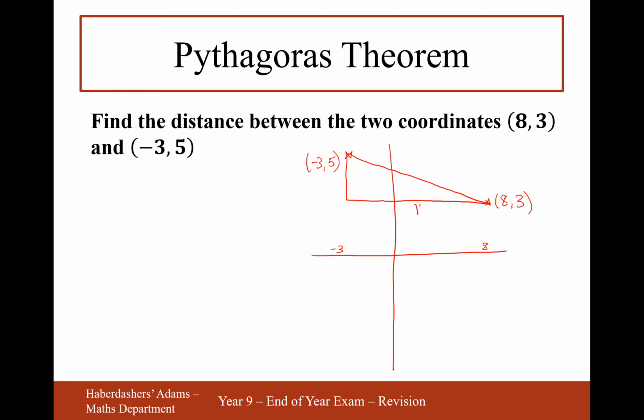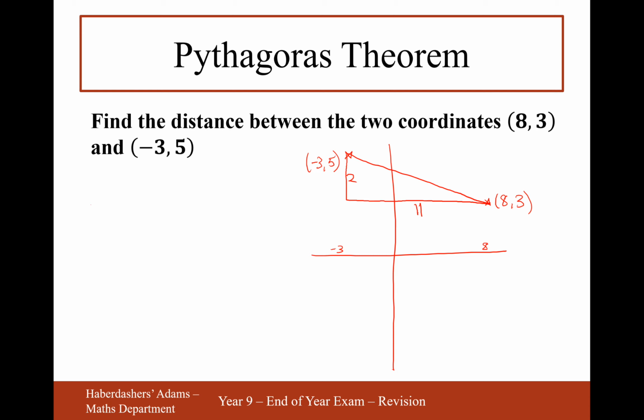So the base is a distance of 11. And on the height, I've gone from 3 on the height to 5 on the height, so that height there is going to be 2. So now what I've done is I've made myself a perfect little right angle triangle, 2 on the height, 11 on the base. Now let's work out the diagonal.